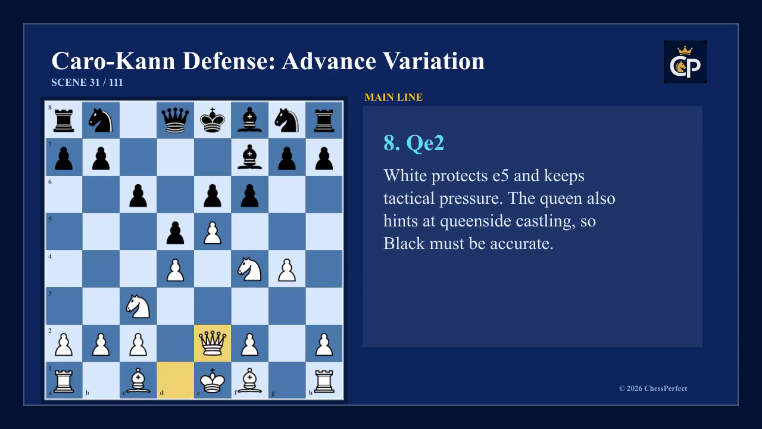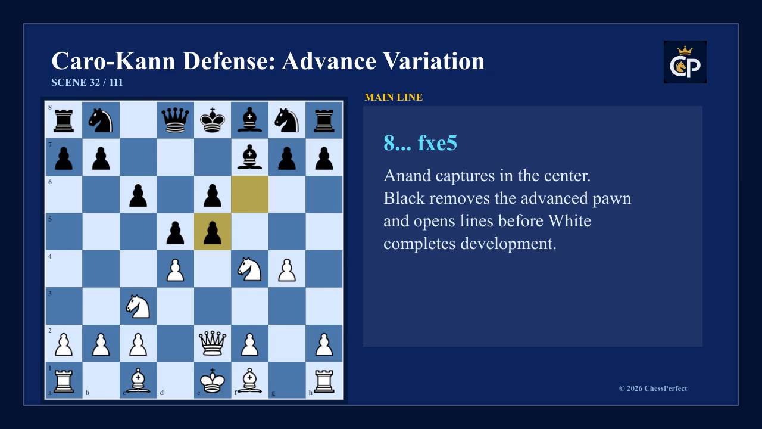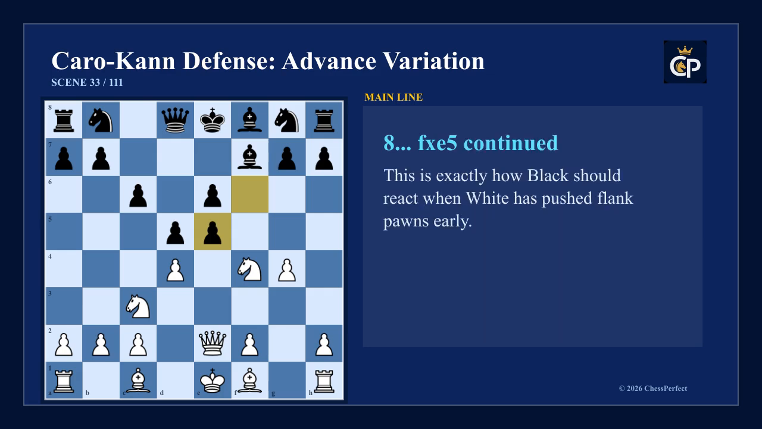Queen e2. White protects e5 and keeps tactical pressure. The queen also hints at queenside castling, so black must be accurate. f takes e5. Anand captures in the center. Black removes the advanced pawn and opens lines before white completes development. This is exactly how black should react when white has pushed flank pawns early.